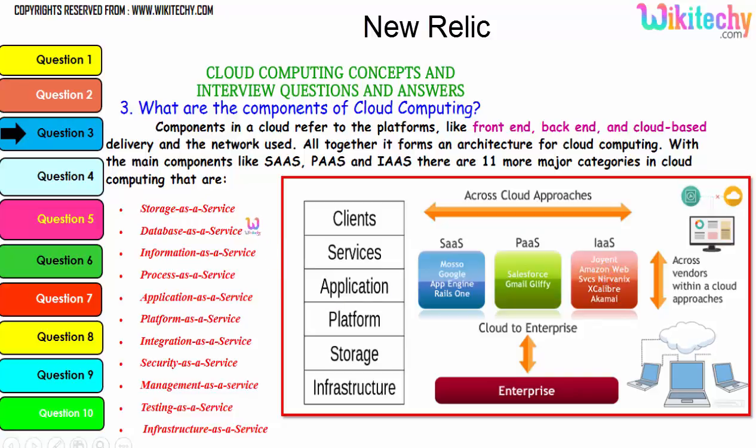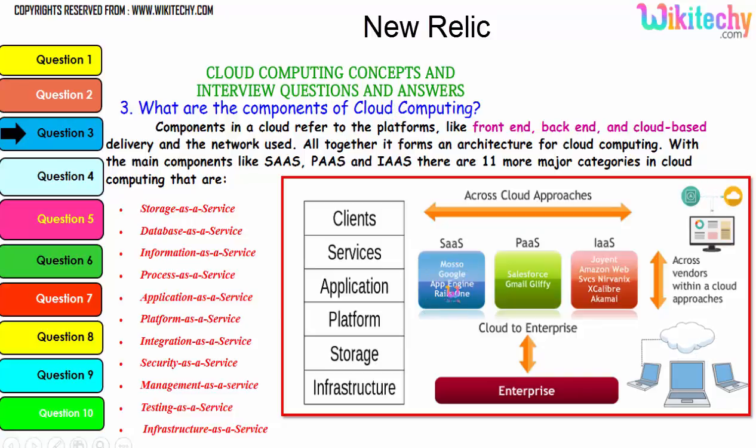There are 11 major categories in cloud. They are storage as a service, database as a service, information as a service, process as a service, application, platform, integration, security, management, testing, and finally infrastructure. These are all additional services associated with these three major services to form cloud computing.